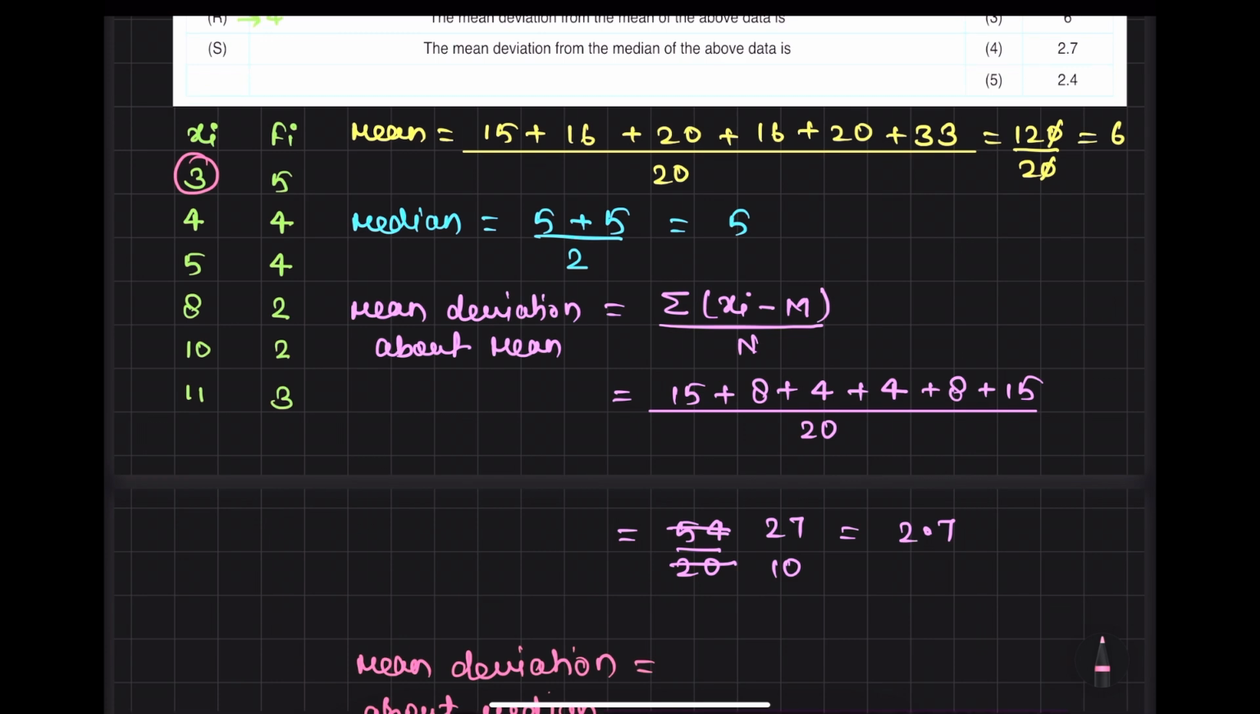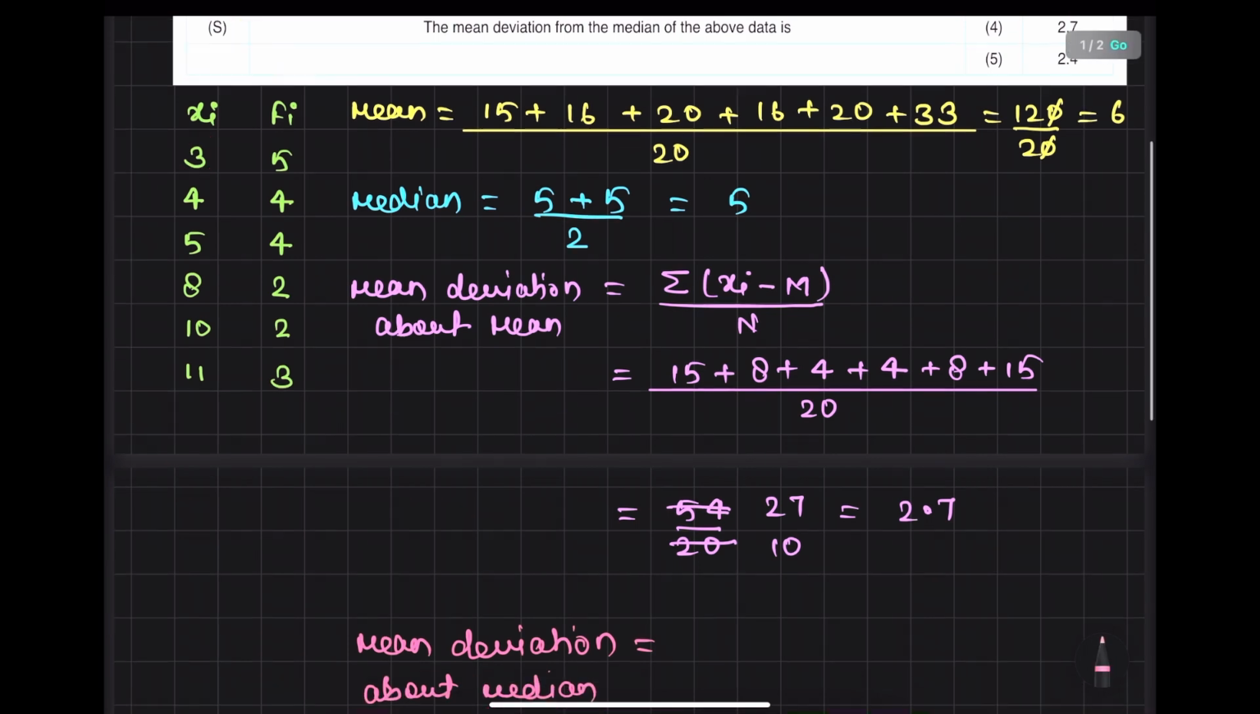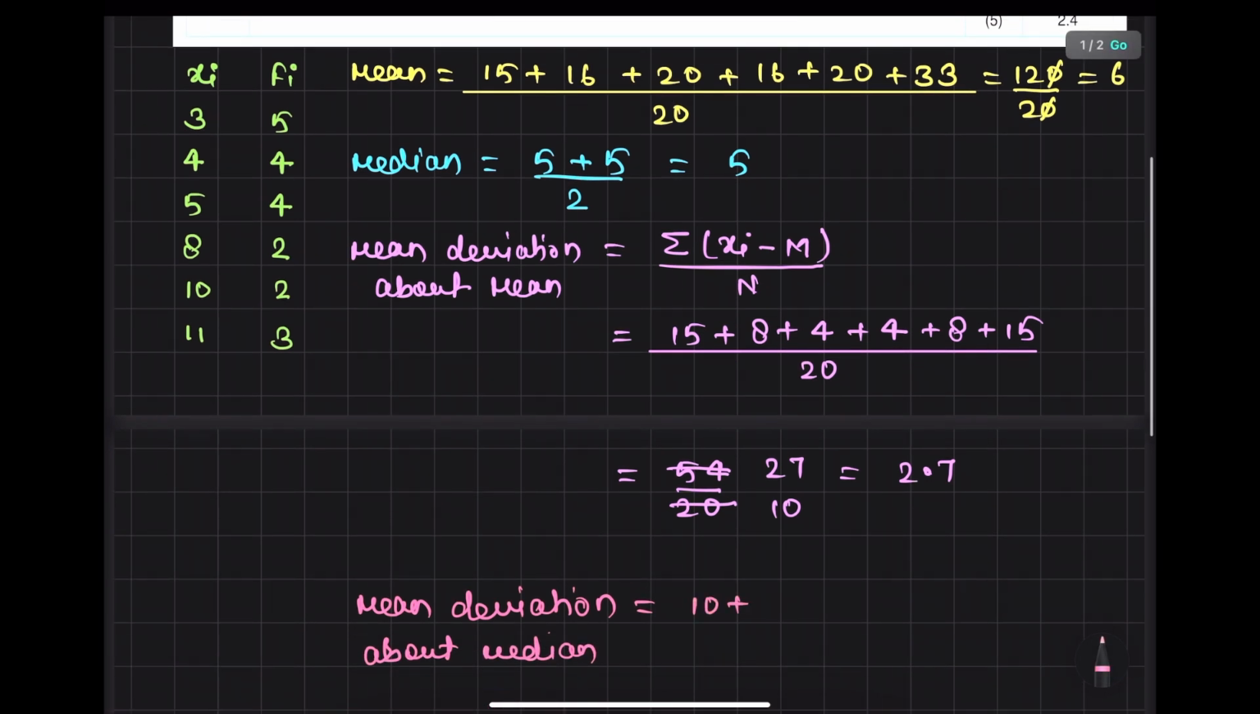Okay, so 3 minus 5 is 2, 2 times 5 is 10. 4 minus 5 is 1. 1 into 4 is 4. 5 minus 5 is 0. 0 into 4 is 0. 8 minus 5 is 3. 3 into 2 is 6. Then 10 minus 5 is 5. 5 into 2 is 10. Then 11 minus 5 is 6. 6 into 3 is 18.